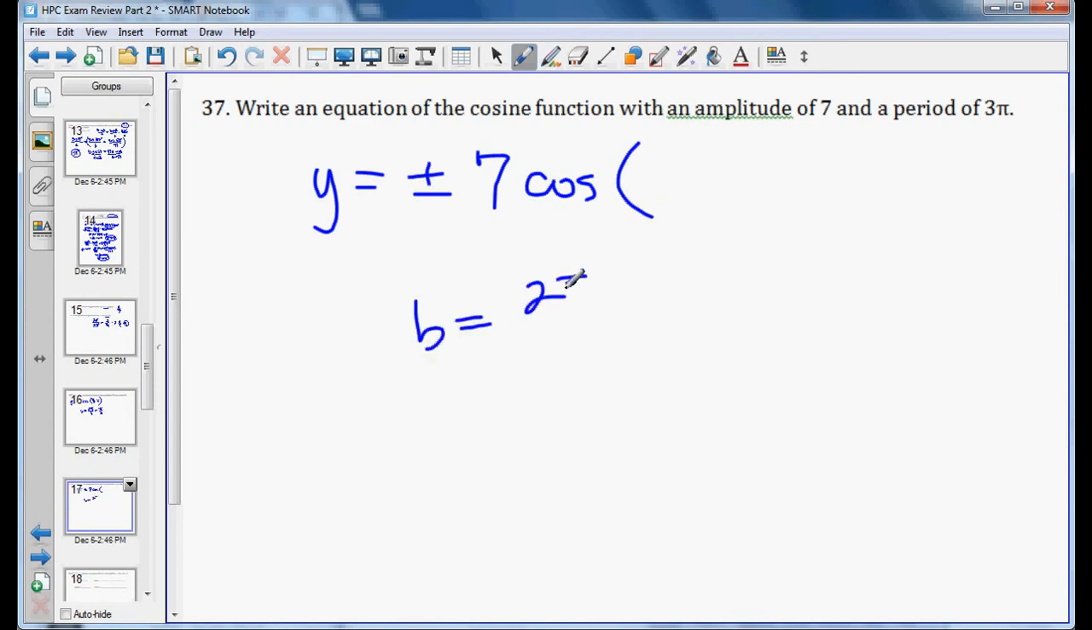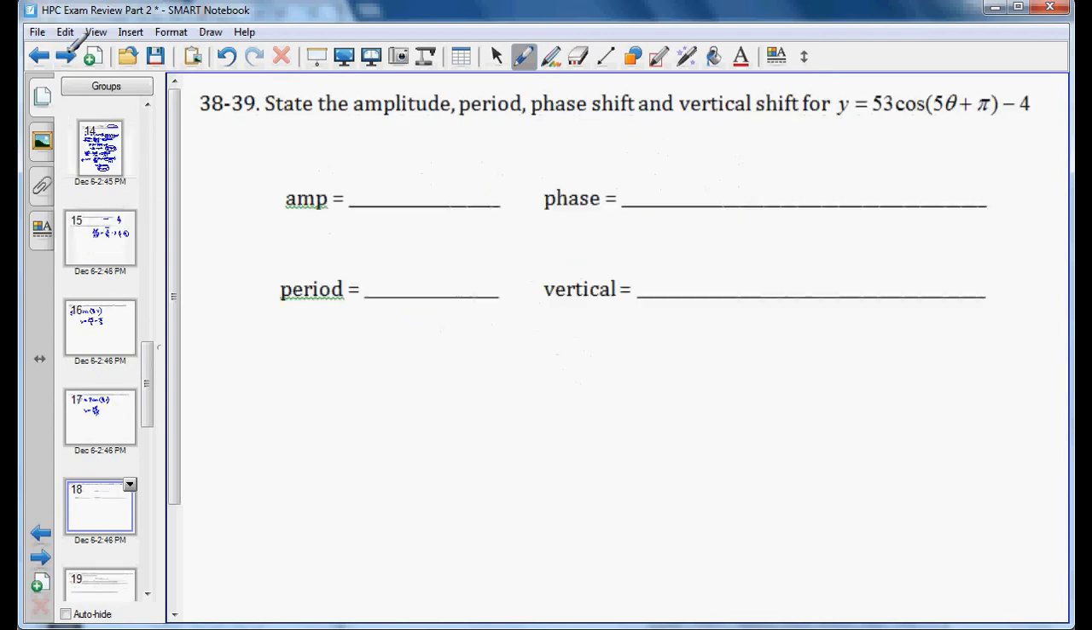Alright, now we're given the equation 53 cosine 5 theta plus pi minus 4. And we're asked to state the amplitude, the period, the phase shift, which is the same as the horizontal shift, and the vertical shift. The amplitude is 53, because that's the coefficient out front. The period is 2 pi over the coefficient in front of theta, which is 5.